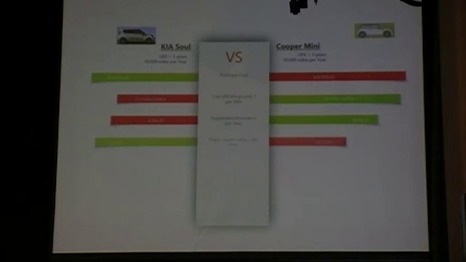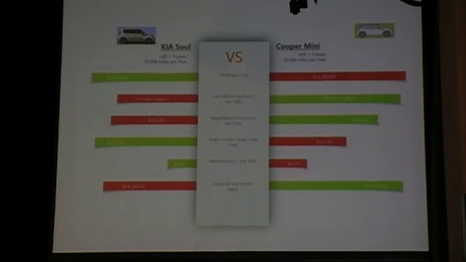Two cars. So we have a Kia Soul and a Cooper Mini. We're going to look at all the costs. How much does it cost? What mileage does it get? How much does it cost for maintenance? What's the salvage value, et cetera, et cetera. And at the end of the day, we have two numbers. The Kia Soul is $47,000 and the Cooper Mini is $53,000.